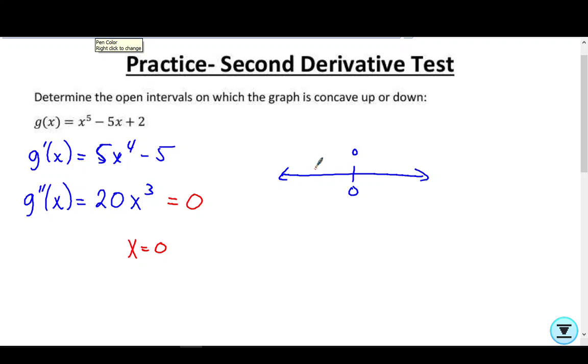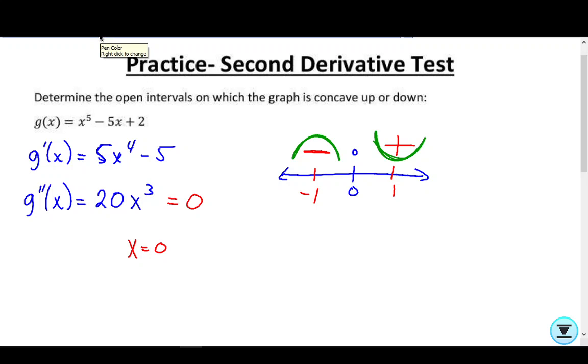Now I pick values on either side, like negative 1. When I plug negative 1 in, negative 1 cubed is negative, so you get negative on that side. Or positive 1, which gives me positive. So basically, it's concave down on this side because the second derivative is negative, and here it's concave up, or the cup opens up here because it's positive. So that's the way my function looks.